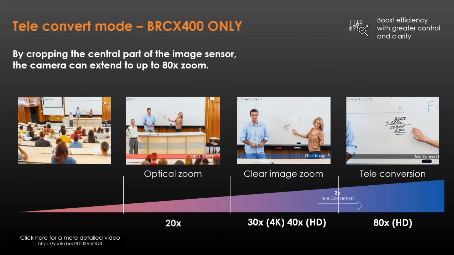For teleconvert mode, this gives you the ability to transition between clear image zoom and teleconvert for a much tighter shot without loss of video detail. For our SRG X400 model, you have the ability of going from 20 times optical zoom to a clear image zoom, 30 times in 4K, 40 times in full HD. However, on our BRC X400, you can increase your zoom even more, up to 80 times in full HD using the teleconversion mode.